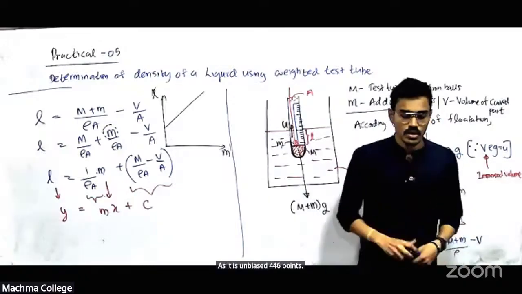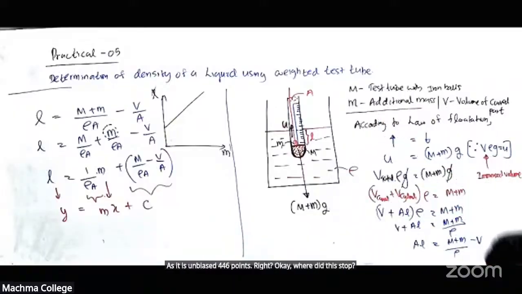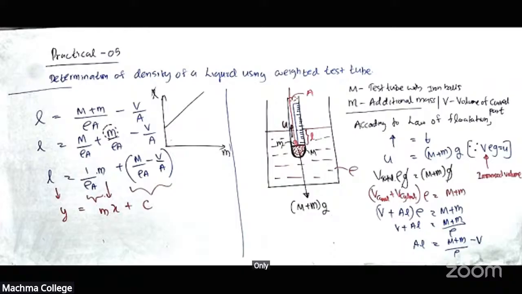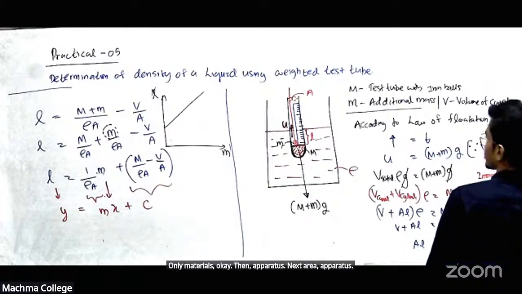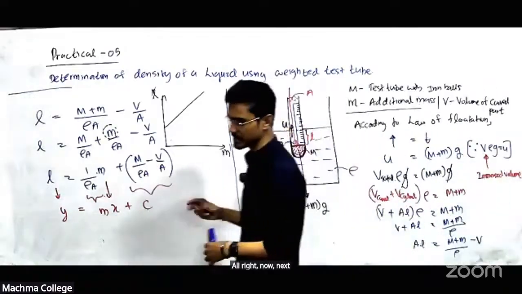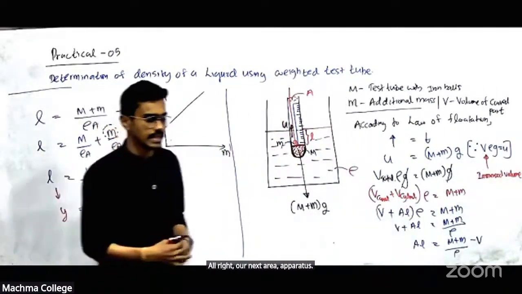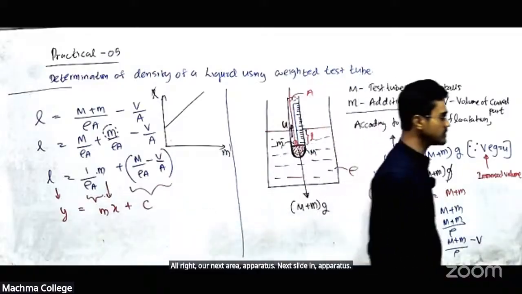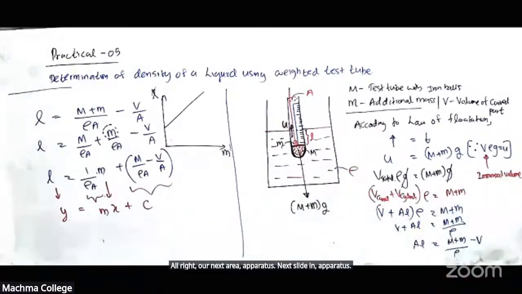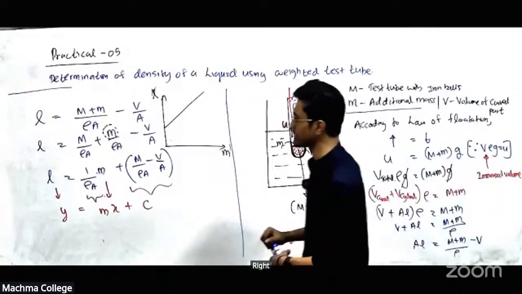Okay, where did we stop? Only materials. Okay. Then apparatus. Next heading, apparatus. Write down the next heading, apparatus.